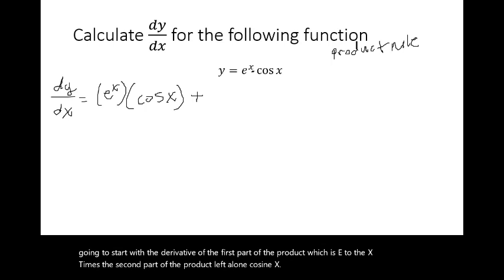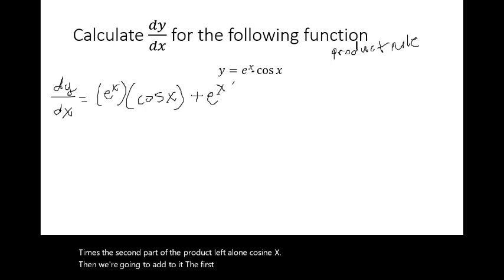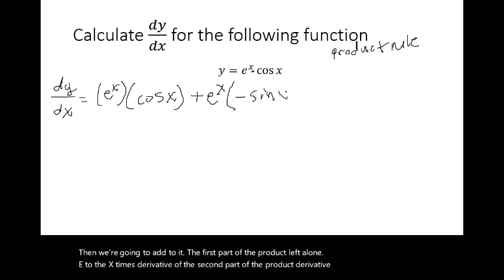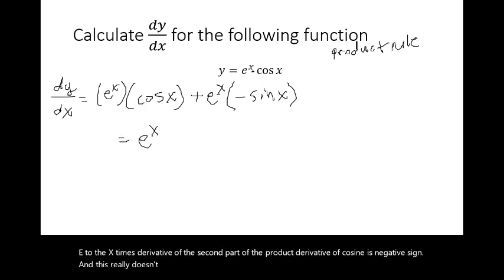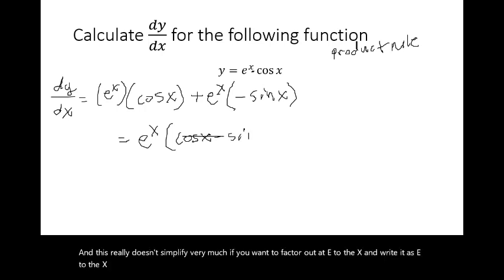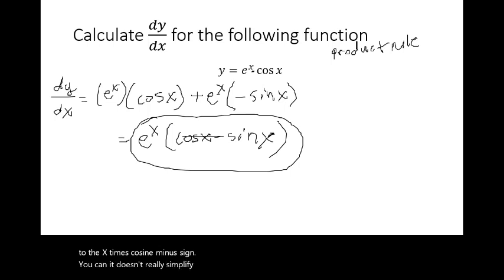Then we are going to add to it the first part of the product left alone, e to the x, times derivative of the second part of the product, derivative of cosine is negative sine. And this really doesn't simplify very much. If you want to factor out an e to the x and write it as e to the x times cosine minus sine, you can.